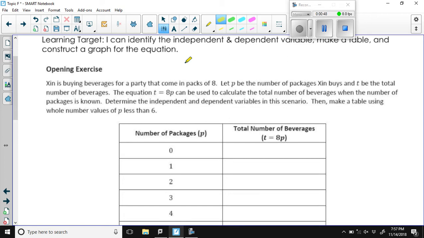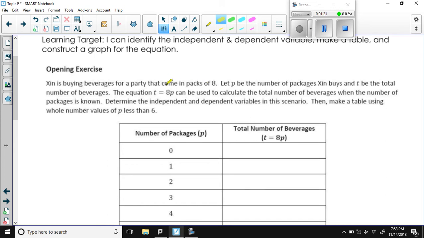Okay, we have Chin, and he is buying beverages for a party that come in packs of 8. We're going to let P be the number of packages Chin buys, and T be the total number of beverages. The equation T equals 8P can be used to calculate the total number of beverages when the number of packages is known. So we're going to determine the independent and dependent variables in this scenario, and then we're going to finish this table using whole number values of P less than 6.